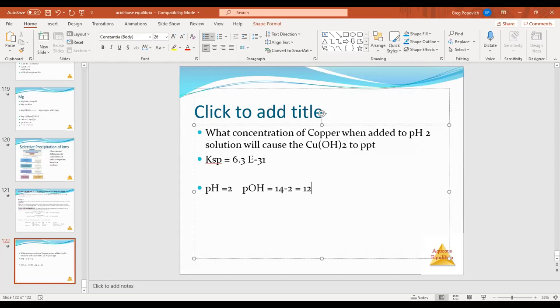If that's the case, then my OH concentration, remember, pOH is equal to negative log of the OH concentration. So I take 10 raised to the negative 12th power, which is going to be equal to my OH concentration. My OH concentration is equal to 1 times 10 to the minus 12th.